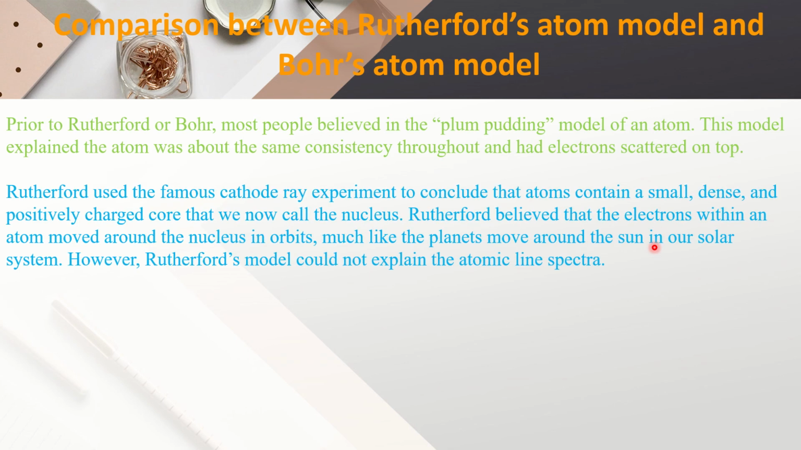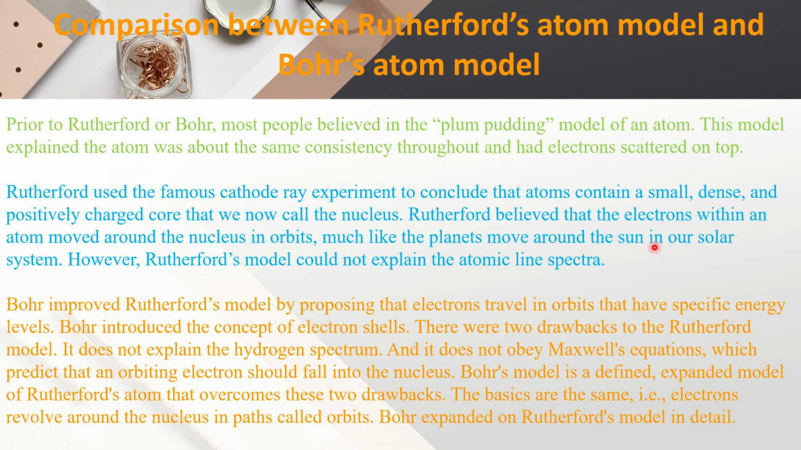Rutherford used the famous experiment to conclude that atoms contain a small, dense and positively charged core that we now call the nucleus. Rutherford believed that the electrons within an atom moved around the nucleus in orbits, much like the planets move around the sun in our solar system. However, Rutherford's model could not explain the atomic line spectra.